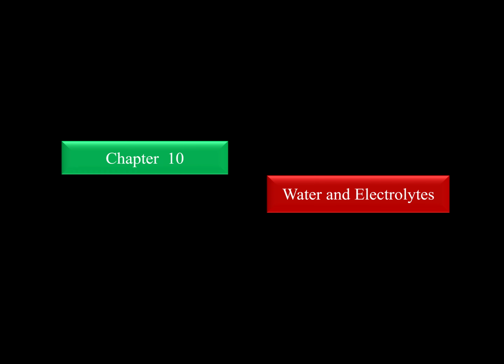Welcome everyone to this chapter. We are going to study water and electrolytes. Water is the most important compound in the human body, and electrolytes are minerals dissolved in water that work together with the water to maintain normal body function.